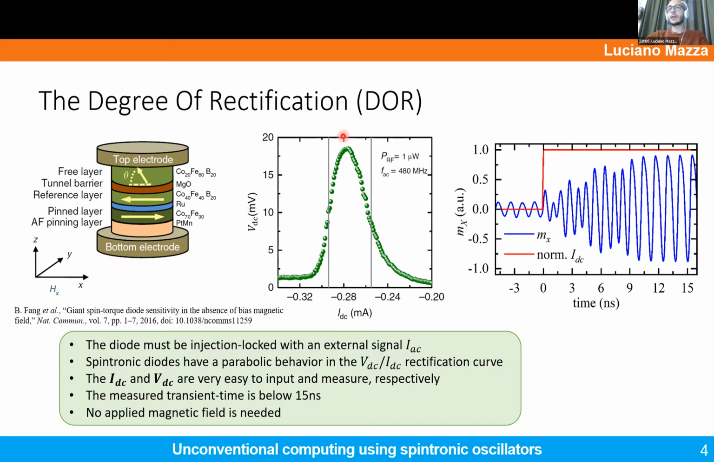This curve states more or less how much the self-oscillation frequency is close to the external one. It has this big peak here, this parabolic shape, and we name this the degree of rectification. The very interesting part is that we are dealing here with continuous components. So we are giving a continuous input and we are observing a continuous output. And this makes it very easy to deal with this device. Also, the time to gather each one of these points is less than 15 nanoseconds. So we are talking about a very fast device, and there is no need for a magnetic field.